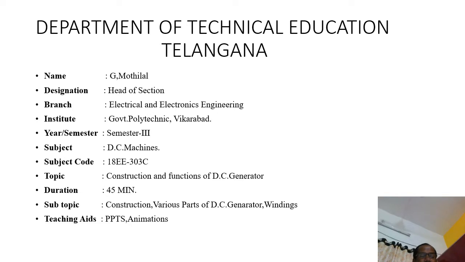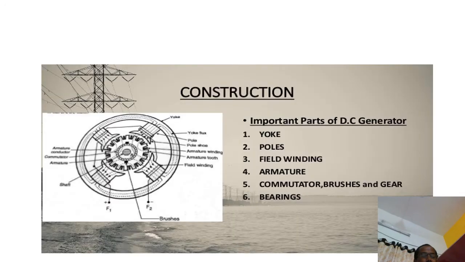A DC generator consists of the following parts: yoke or magnetic frame, pole core and pole shoes, field windings, brushes and brush holders, end covers, armature core, armature winding, commutator, shaft.